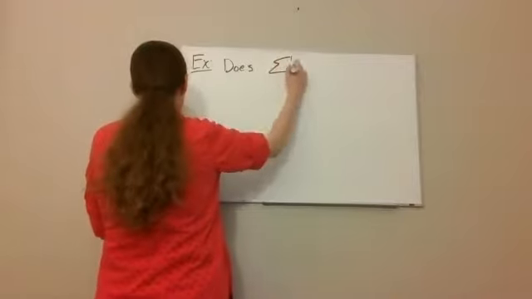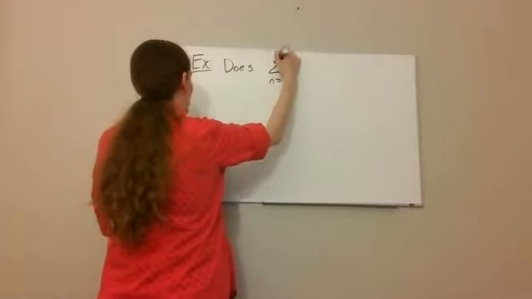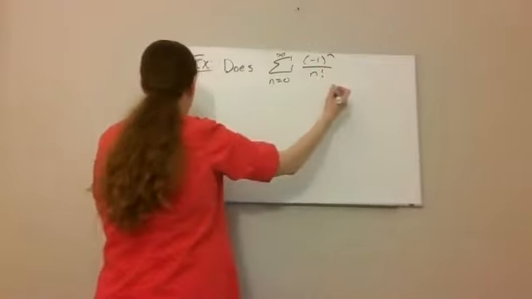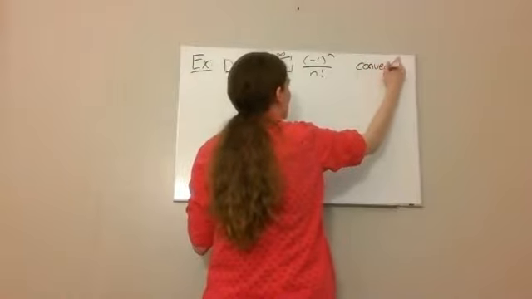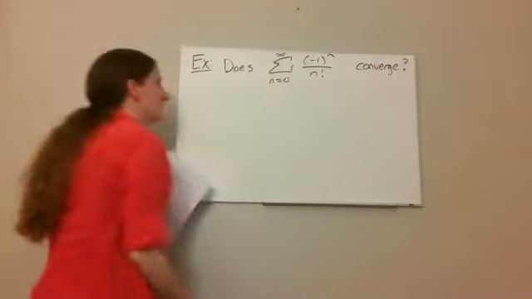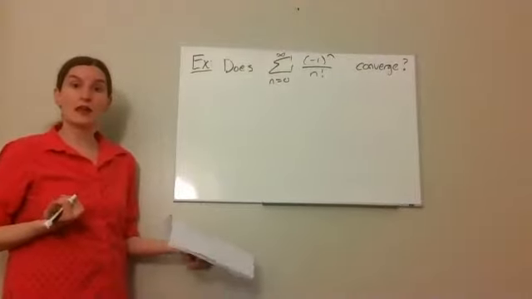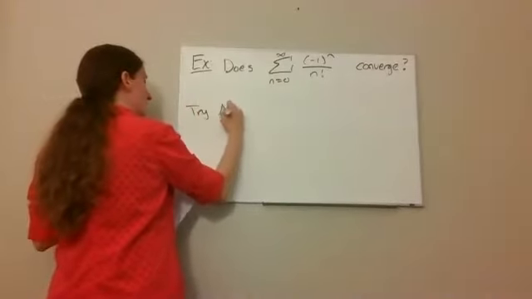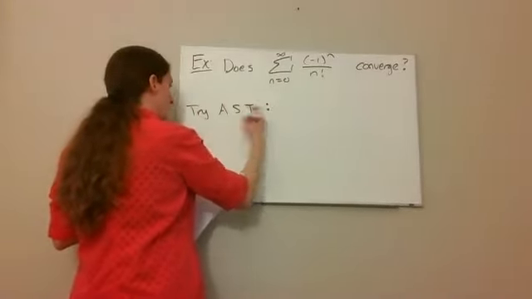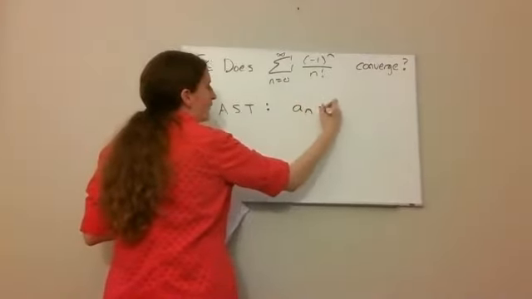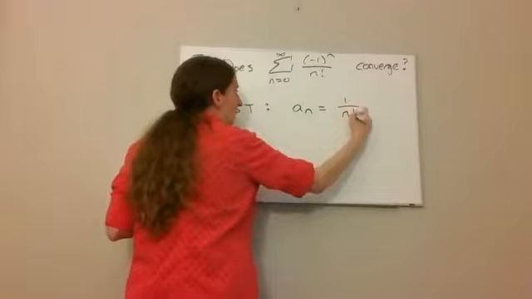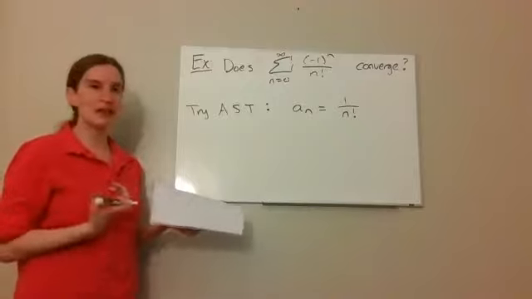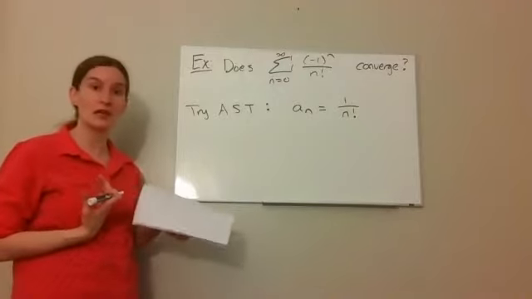Does the series sum from 0 to infinity of (-1)^n over n factorial converge? Well, it is alternating because I have that -1 to a power, so let's try the alternating series test. My a_n for the alternating series test is 1 over n factorial. Remember that in the statement for the alternating series test, we don't include that -1 to the power in the conditions that we need to check.